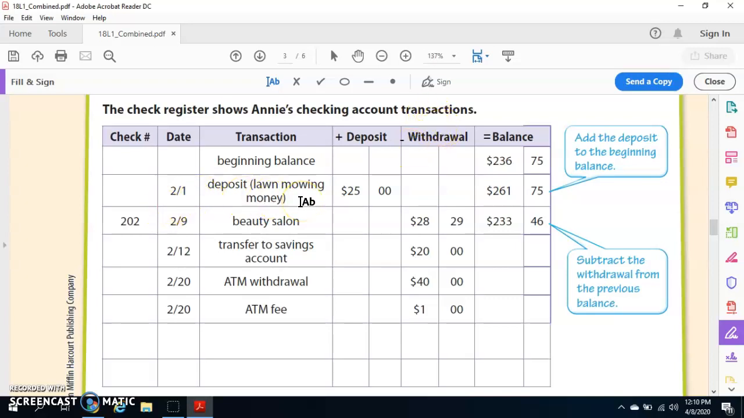Well, she went and mowed the lawn, took her money and deposited it in her bank. She made $25, okay? So she adds that. See, it's an add up here. So then she added it and got $261.75. Well, she decided, all right, let's go to the beauty salon. Let's get our hair done. Let's get our nails done. She pays $28.29. Okay. That's $233. We subtract that. It's under withdrawal, so it's a subtract. And that is $233.